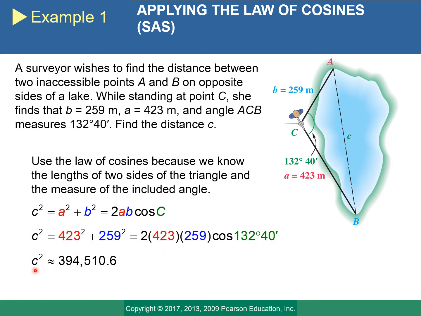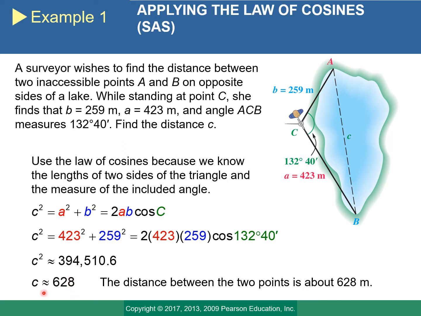And then you want c, not c squared, so then you have to take the square root of this, 394,510. And so c is about 628. So the distance between the 2 points is about 628 meters.